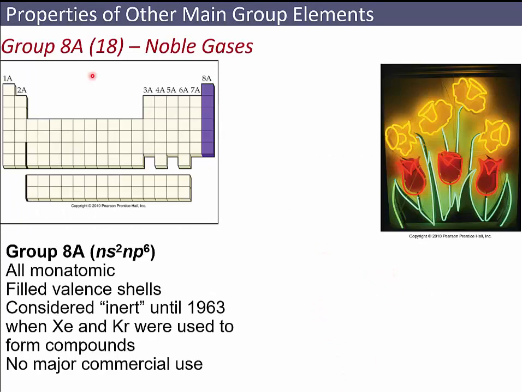Group 8A, or 18, are the noble gases. So it's the ns2 np6 configuration, 2 and 6 is 8. They're all monatomic. They're completely filled shells. They were considered inert until 1963. And then they were able to form some xenon and krypton compounds. They really don't have a major commercial use other than in things like neon signs. You will sometimes see them in other bulb applications, but there's not a lot of use for the noble gases. Helium is important for filling balloons, and it's important scientifically, but not on an industrial scale.